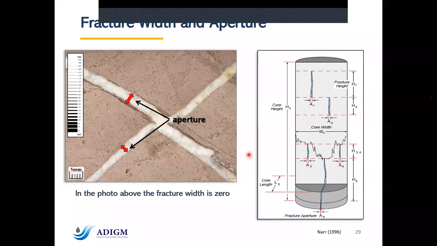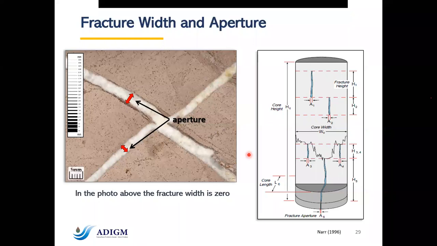So this is one example. What's the difference between the fracture aperture and the fracture width? The red arrow tells us about the fracture aperture, the kinematic aperture. But this aperture has been filled by minerals inside it. So the effective fracture width is actually zero. We don't have any porosity or permeability in this fracture.